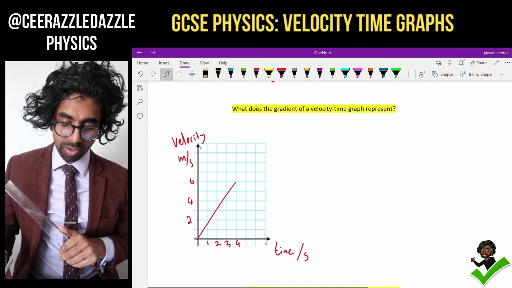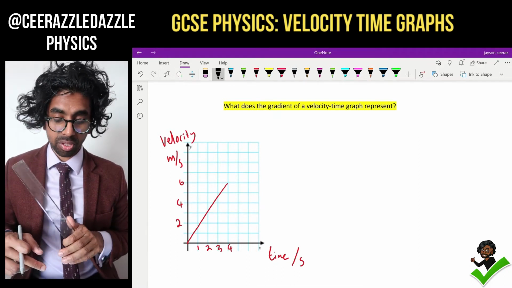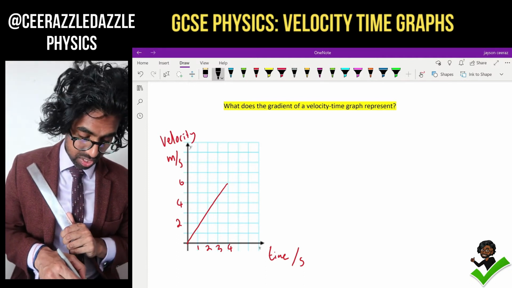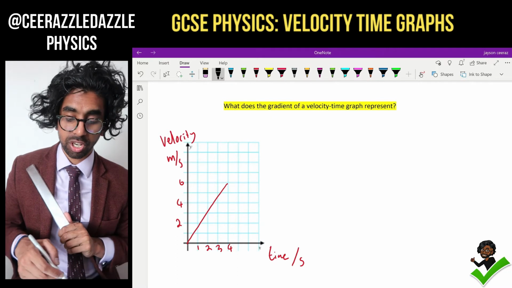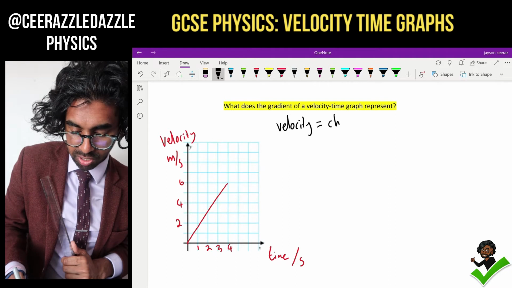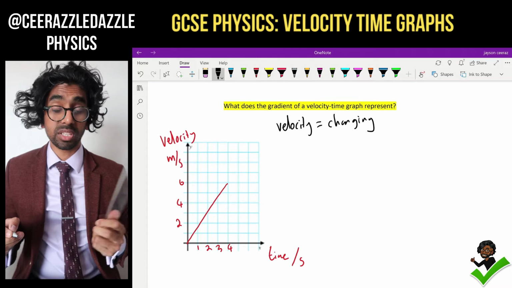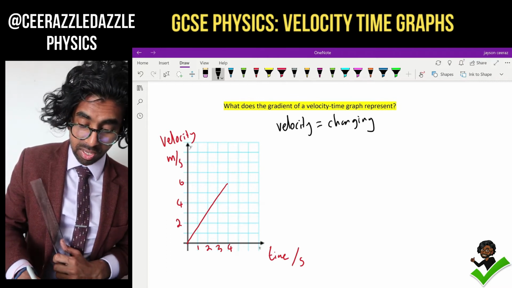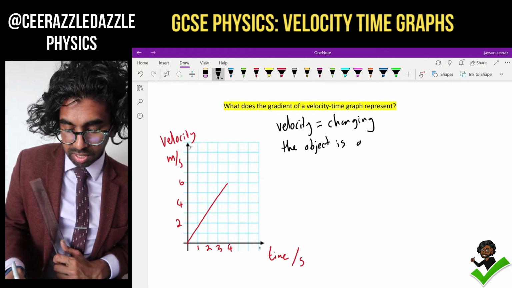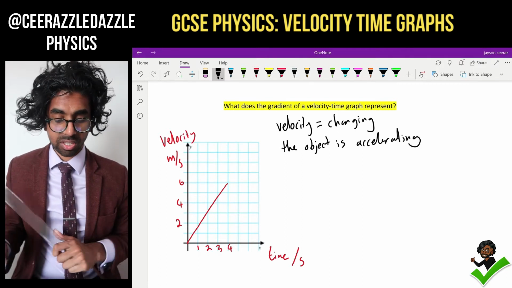What does the gradient of a velocity time graph represent? So let's say you're given this graph and you're asked to work out what the gradient represents. We can see here between 1 and 4 seconds the velocity is changing. So what do we call it when the velocity is changing? We know it's therefore accelerating. So the object itself is accelerating.